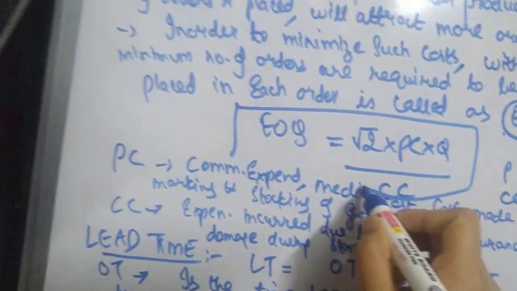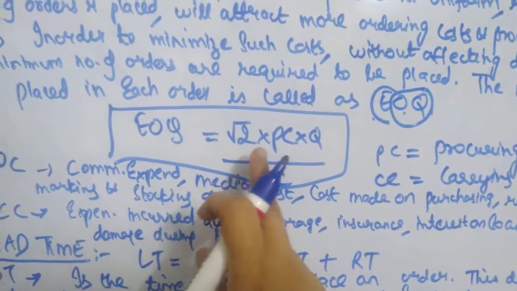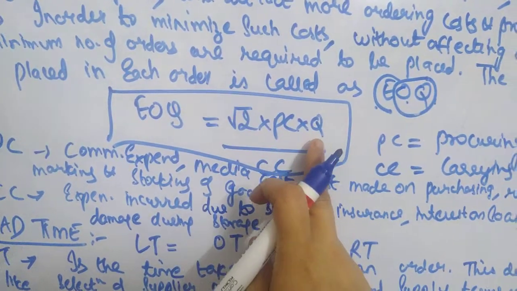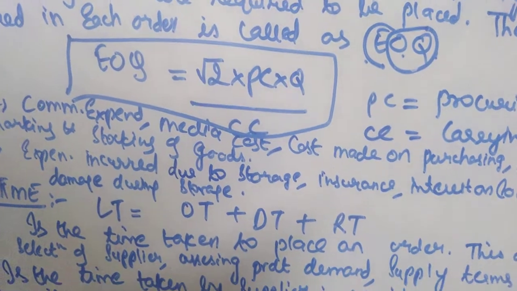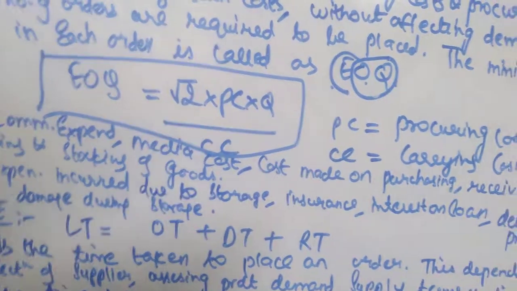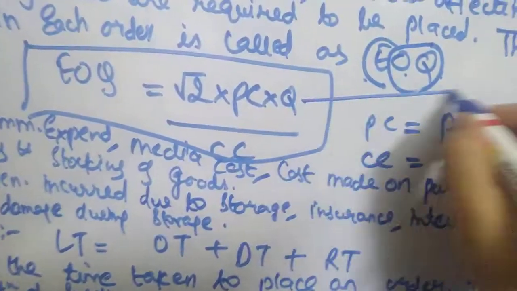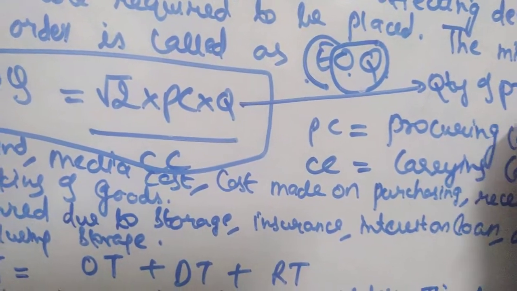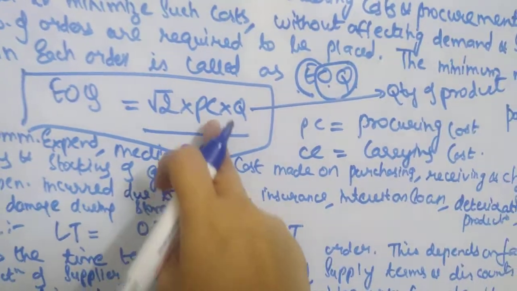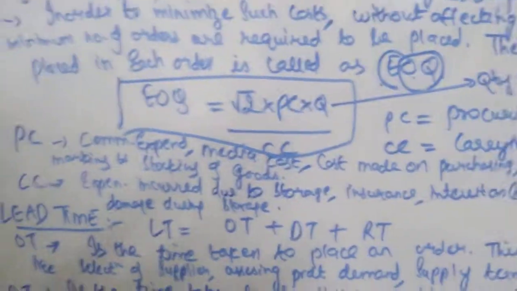EOQ is equal to the square root of 2 into procurement cost into Q divided by carrying cost, where Q is nothing but the quantity of product ordered in number of units. Here Q is the quantity of the product ordered in number of units, this is your procurement cost, and CC is your carrying cost.